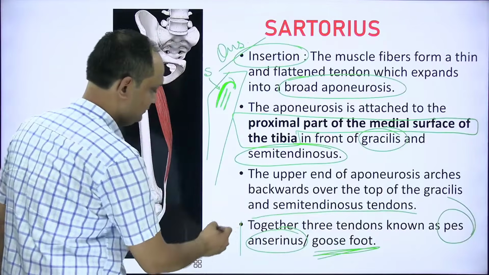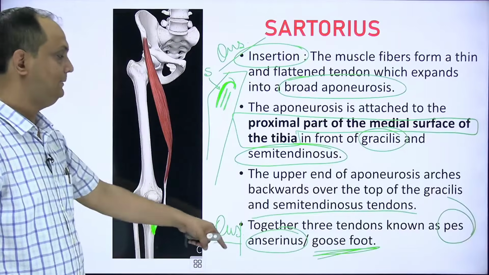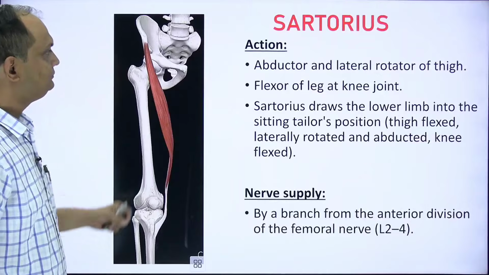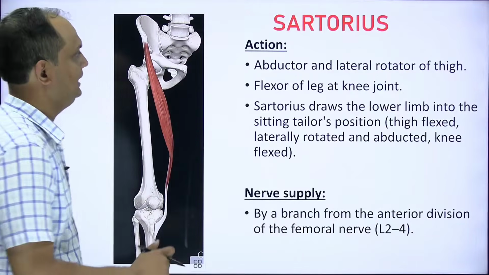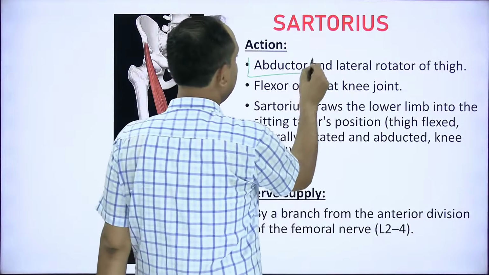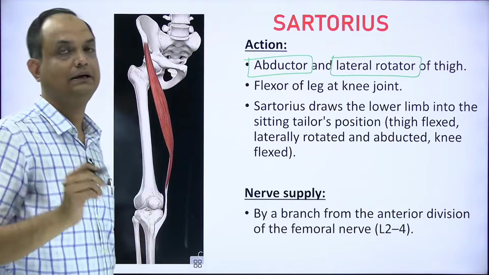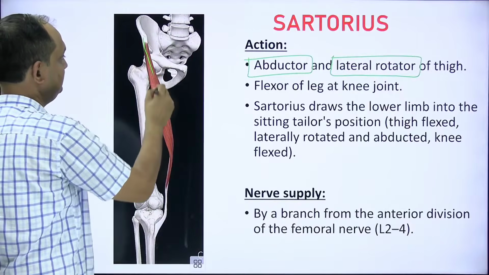So, this is again the one liner question, what is pes anserinus or goose foot? It is a pattern of the insertion of 3 muscles, clear. Now, what is the action of sartorius? Now, when you will talk about the action, it is an abductor and lateral rotator of thigh. Now, why is it abductor and lateral rotator? So, for that you have to see the direction of the fibers.